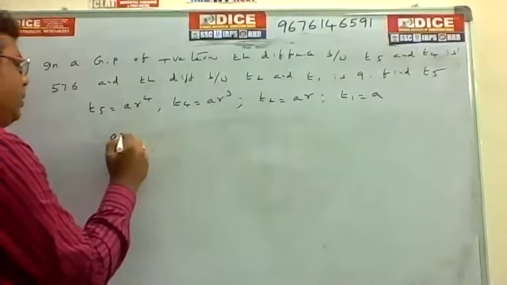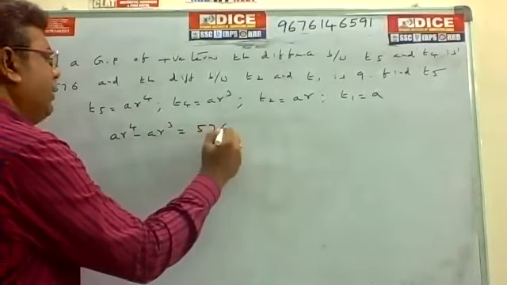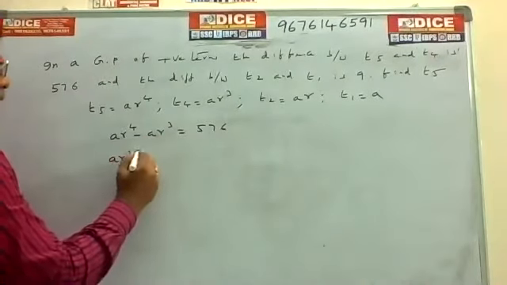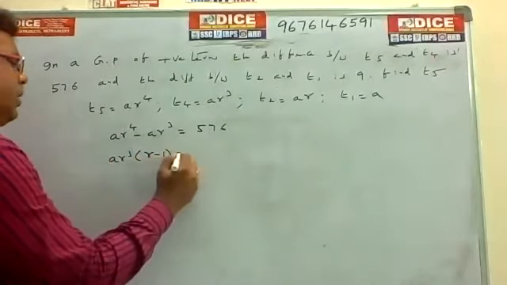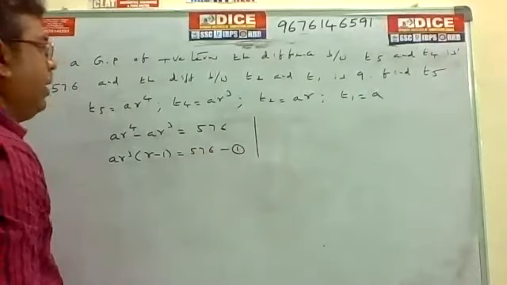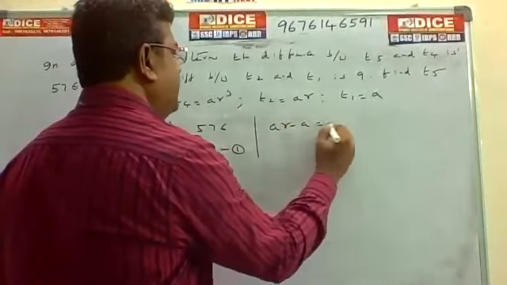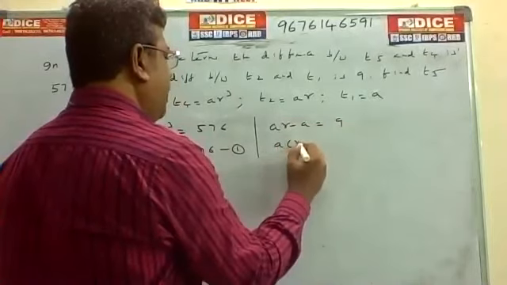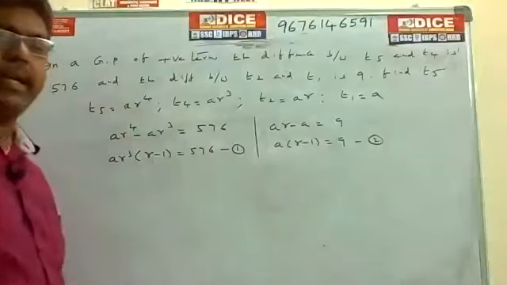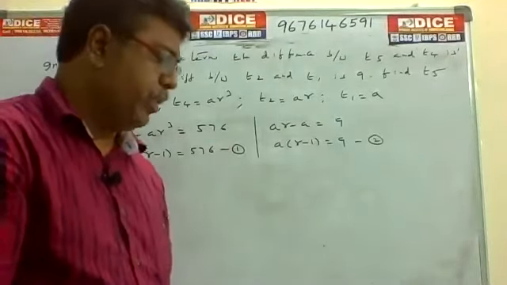A into R to the power of 4 minus A into R cube is equal to 576. We can take AR cube common, so it becomes AR cube into R minus 1 is equal to 576. First equation. Here, for these two, the difference AR minus A is equal to 9. A common, A into R minus 1 is equal to 9. This is the second equation.